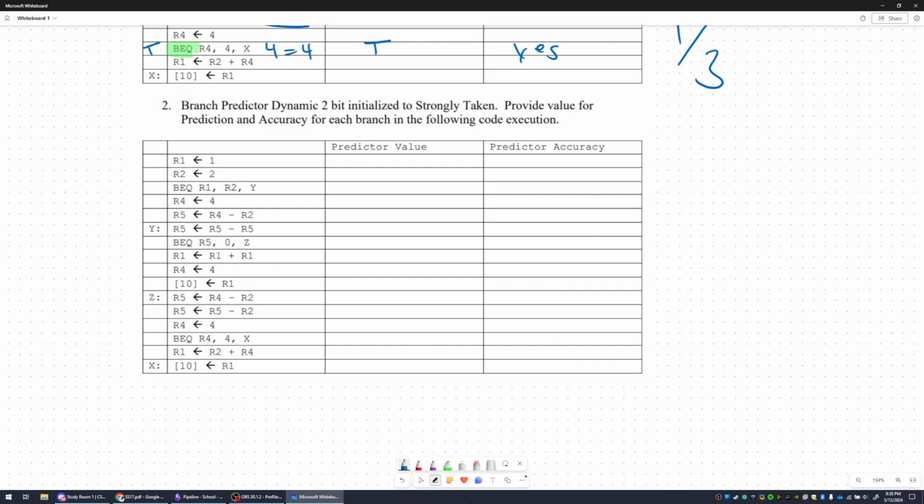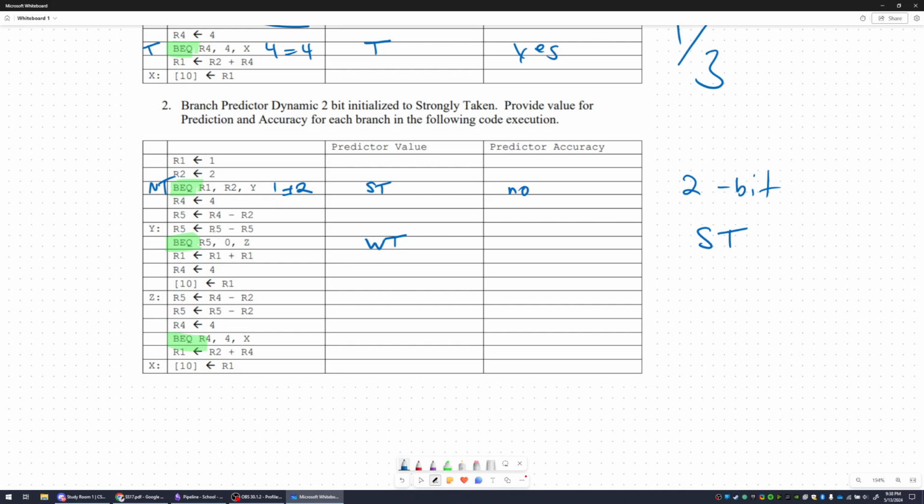Okay, so for this question, let's see. We have one here, another here, another here. Is this the same code, I guess? Okay, so this one is 2-bit with a strongly taken initialized. So our predictor value is strongly taken. They're the same as before. 1 is not equal to 2. This is branch on equal, so this is not taken. So this was wrong. So the next time it'll change to weakly taken.